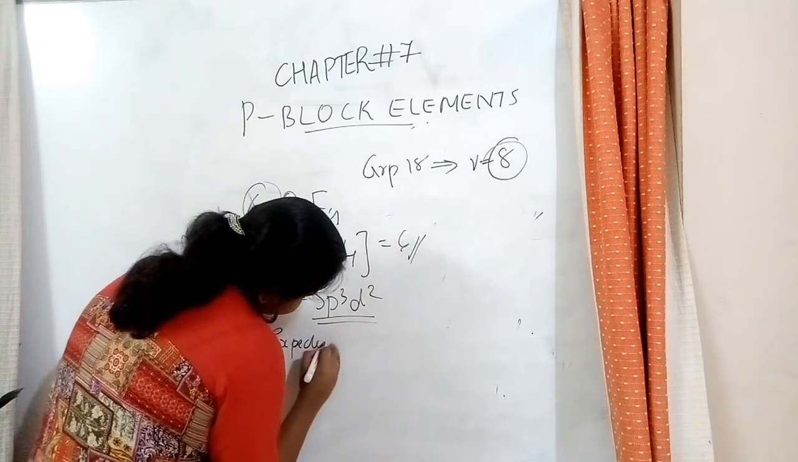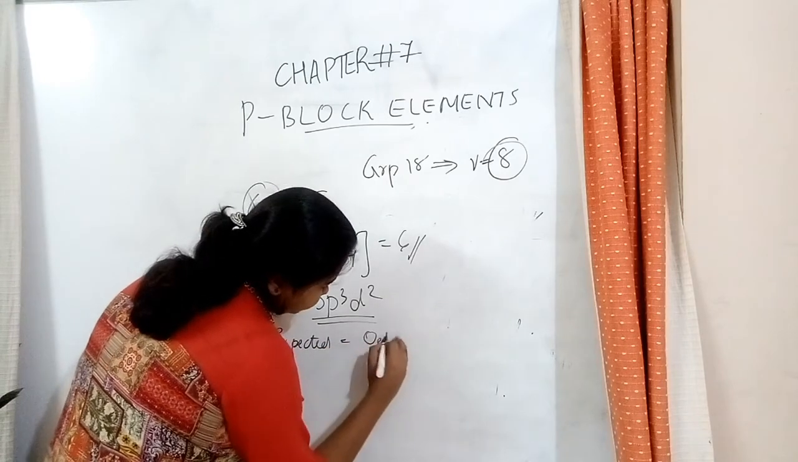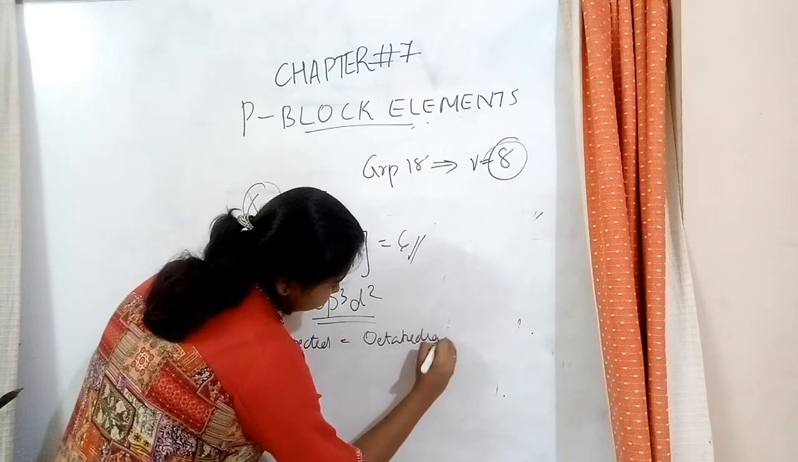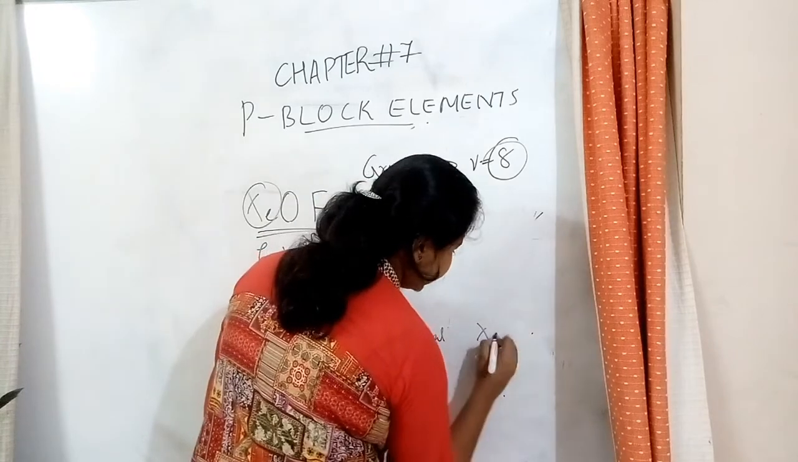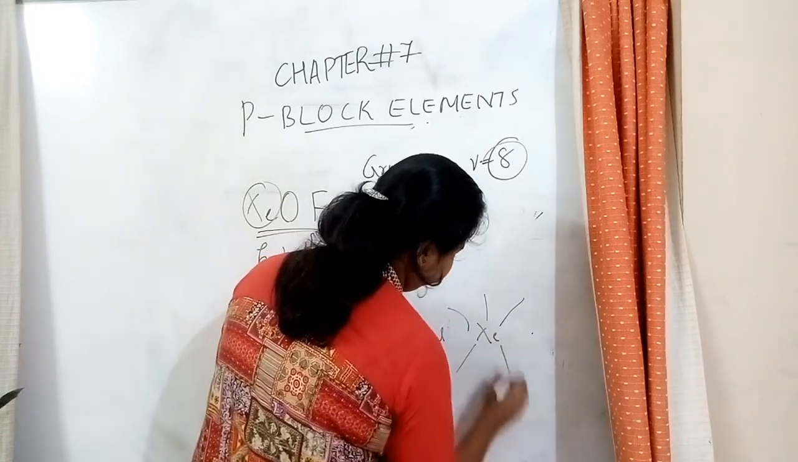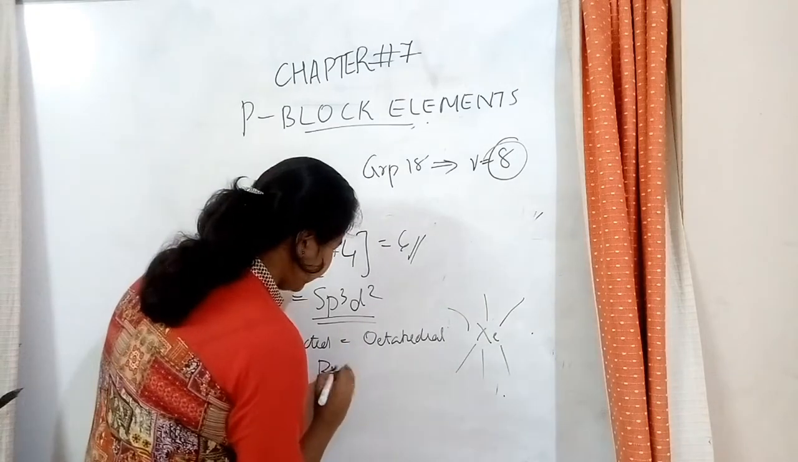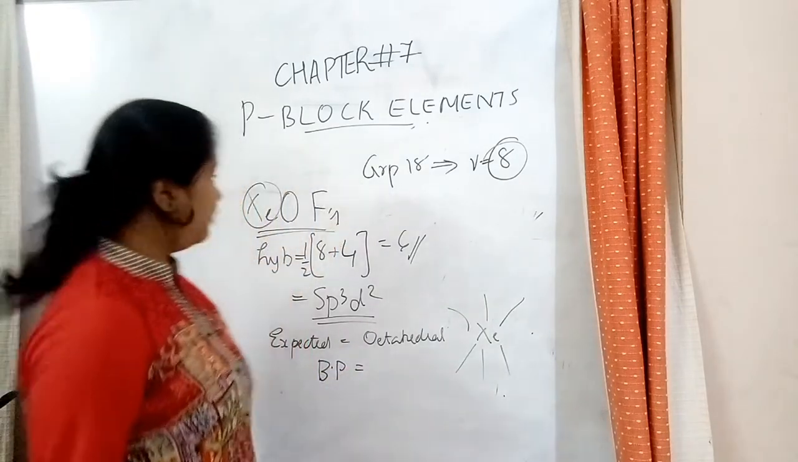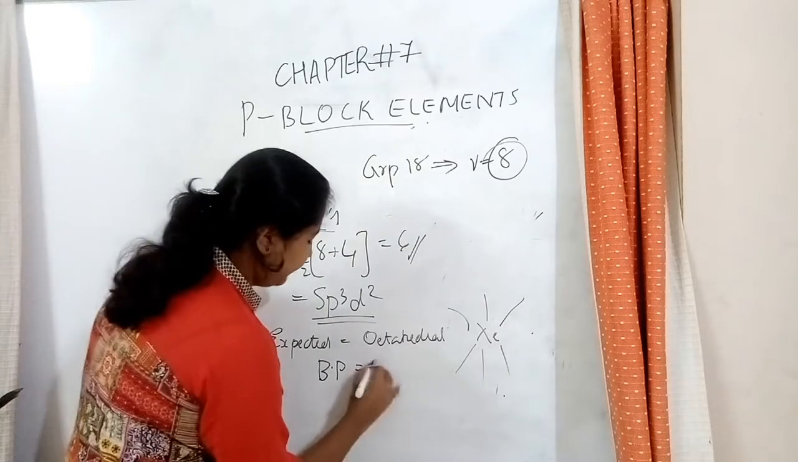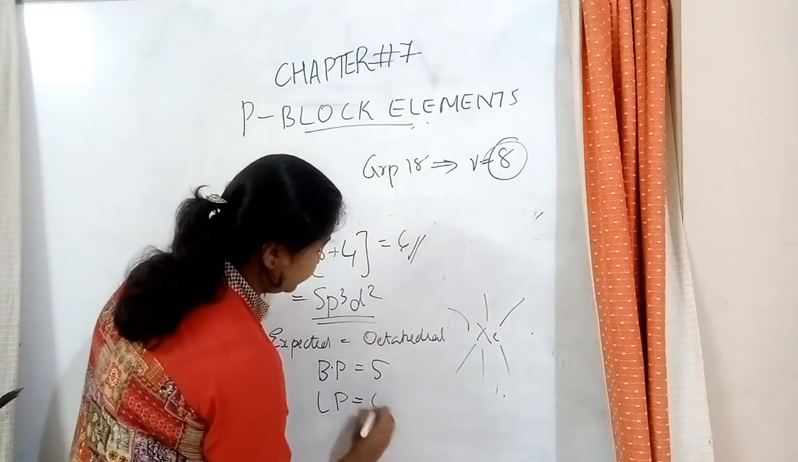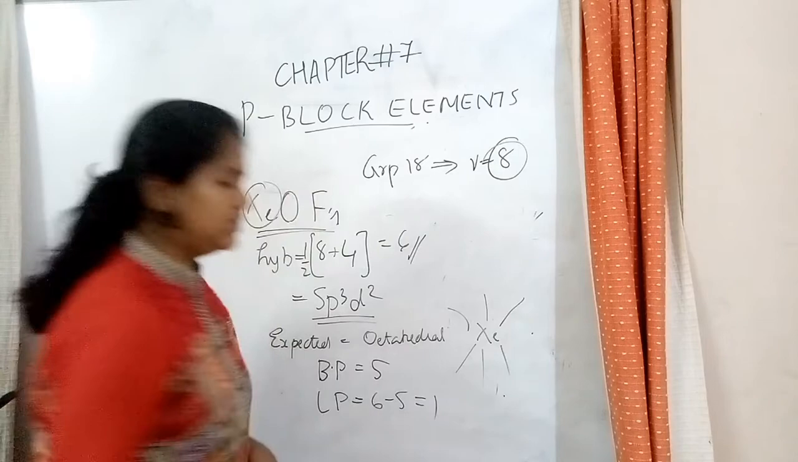Expected shape, octahedral. How is that? That is Xe 1, 2, 3, 4, 5, 6. Isn't this the structure? Let's see the bond pair. The bond pair is equal to how many bond pairs? 4 plus 1, that is 5, and lone pair is equal to 6 minus 5, that is 1.